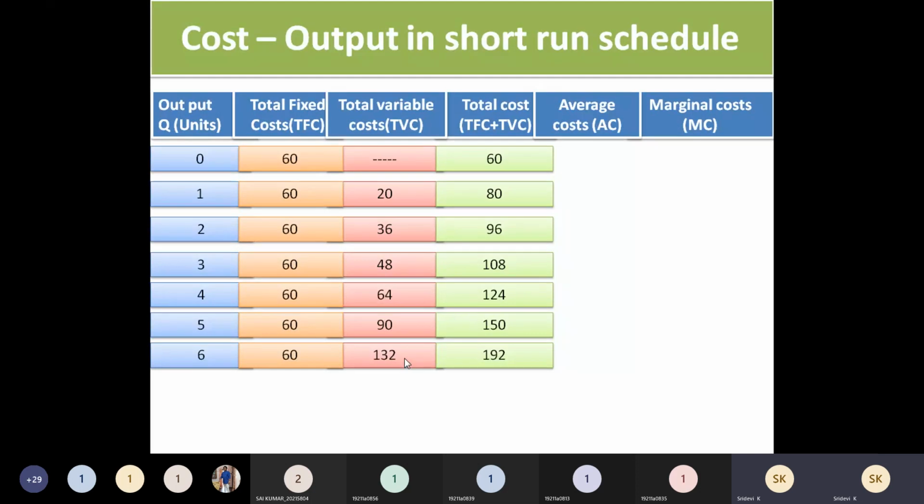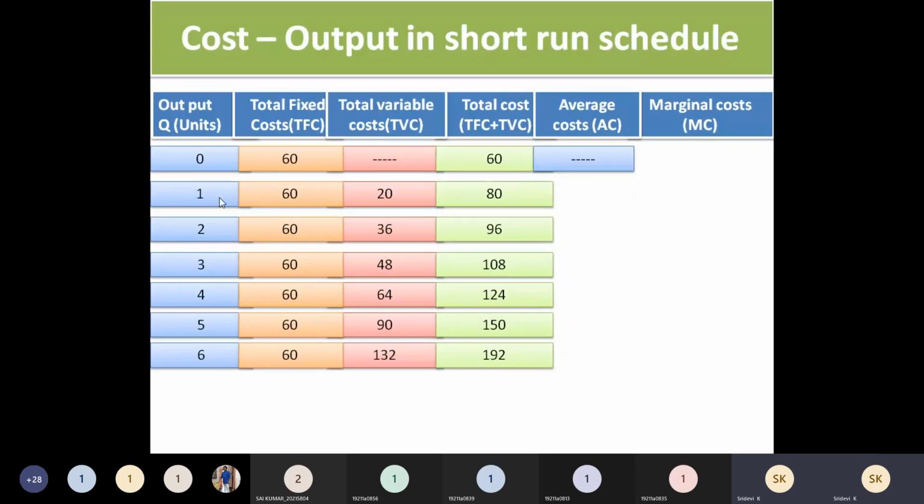And coming to the calculation of average cost, there won't be any average cost at 0 output. Because 60 by 0 means you will get infinity, don't take that infinity here. So take it as no average cost.